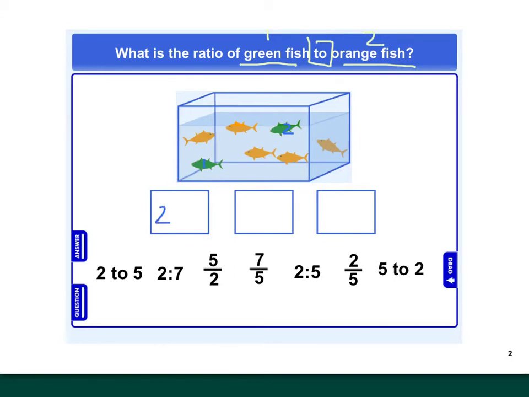So the first number in my ratio is going to be the number 2. Then I'm going to have the word to. Then I'm going to look at the number of orange fish. Well, here I have 1, 2, 3, 4, 5. So my ratio is going to be 2 to 5. Or I could use the colon. I would still read it as 2 to 5. Or I could use the fraction, and I would still read it as 2 to 5.